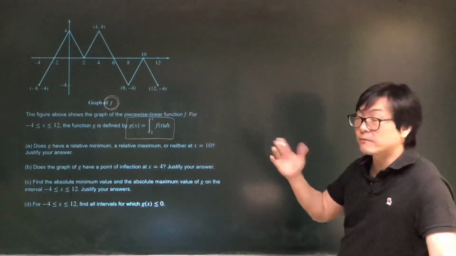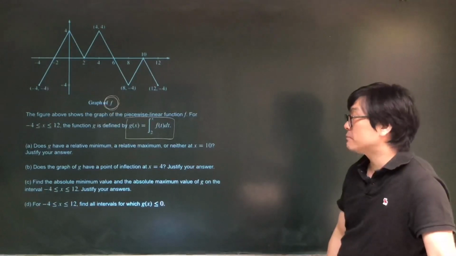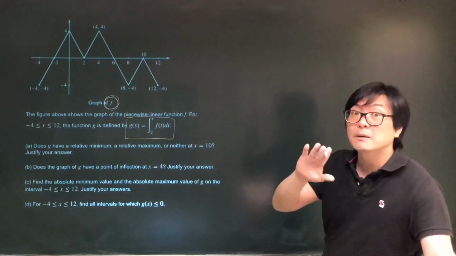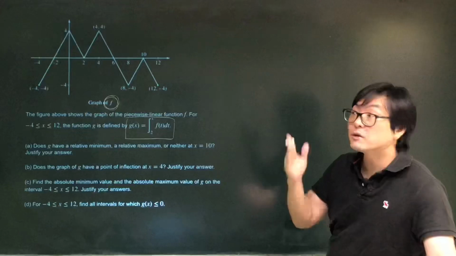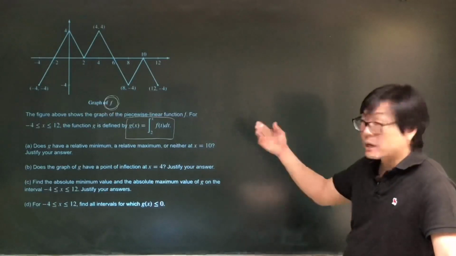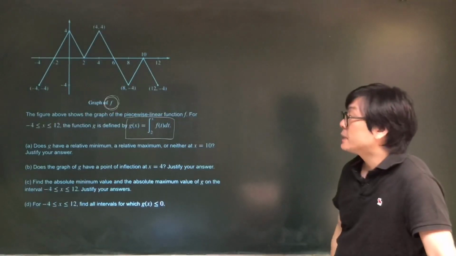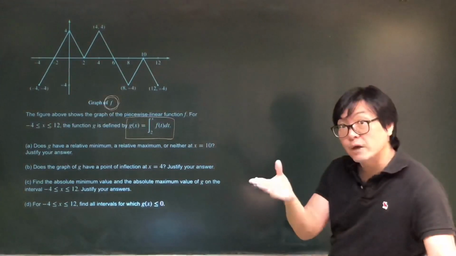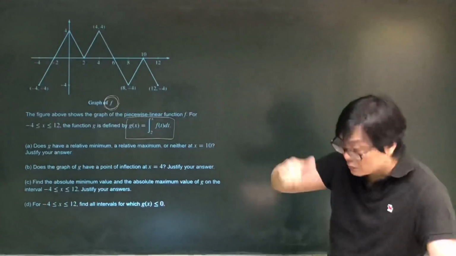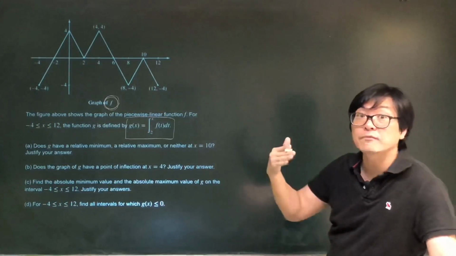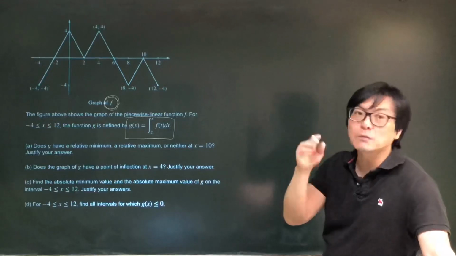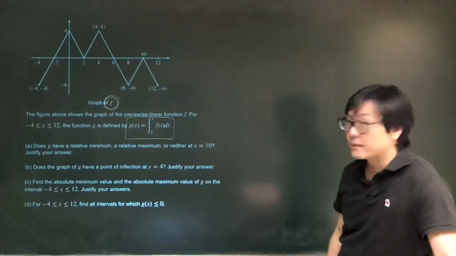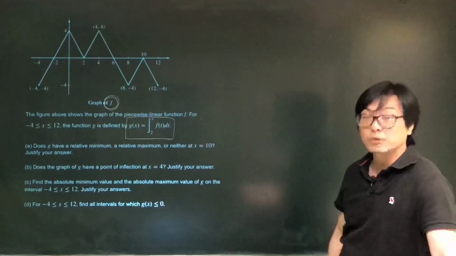To verify whether g has a relative minimum, maximum, or neither at x equals 10, we need to verify the sign of g prime near x equals 10. We'll do it, and that gives the answer for A. B: does the graph of g have a point of inflection at x equals 4? To verify a point of inflection, we need to go two steps down from g, so we need to check g double prime, whether its sign changes from positive to negative or negative to positive near x equals 4. That's what we need to check for B.